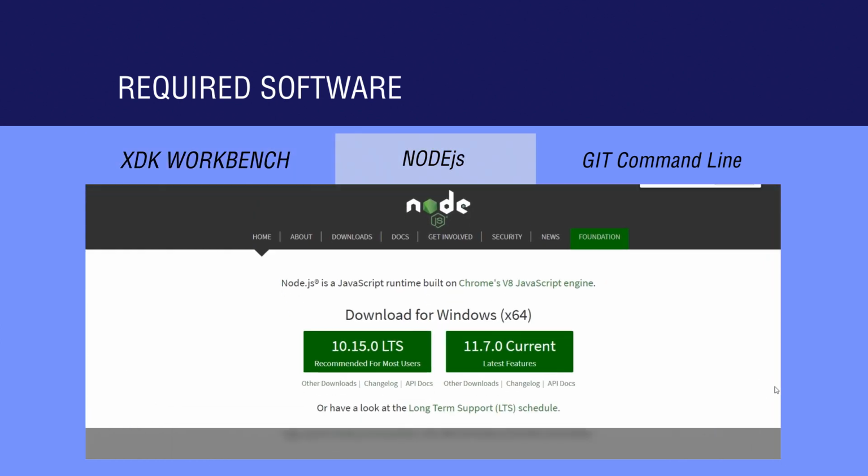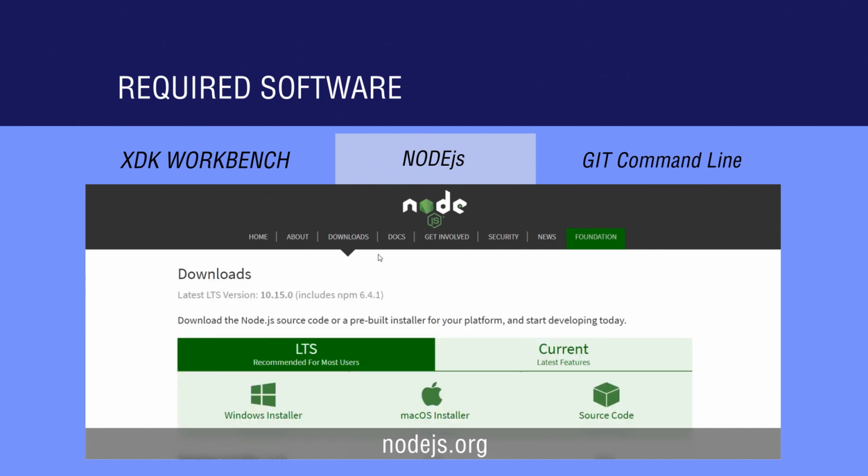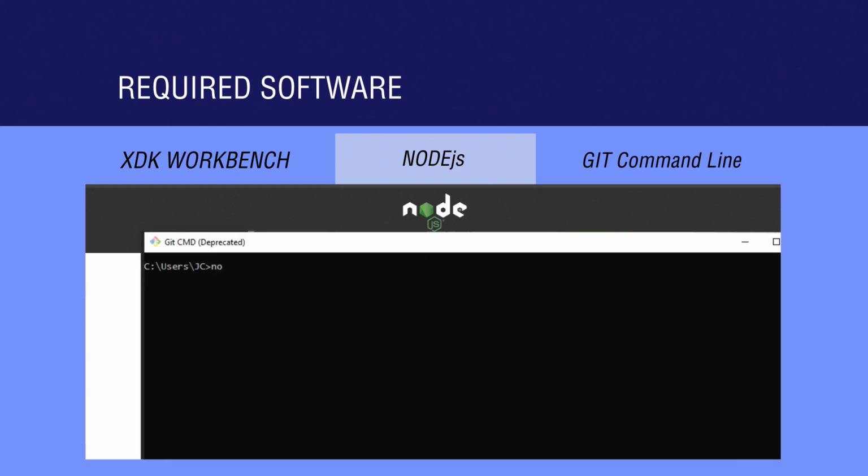You will also need to have Node.js installed. You can get it by entering nodejs.org and downloading the version that suits your system. If you want to know whether you have Node.js installed, you can type the command line node -v. If it returns a version number, then it is already installed.